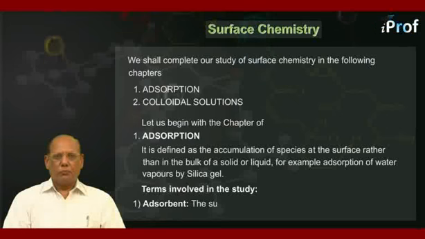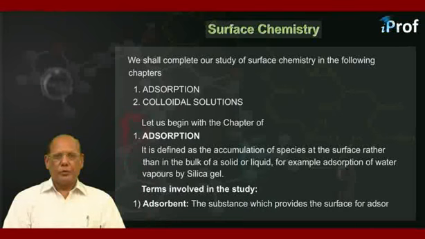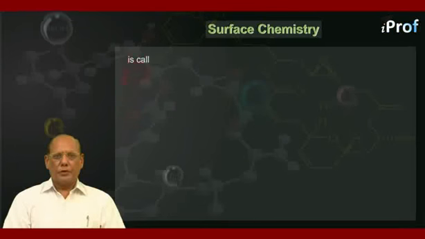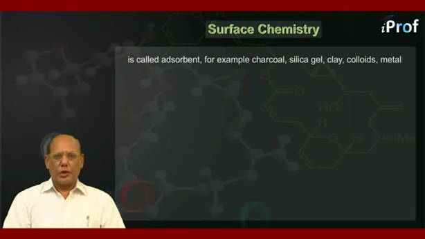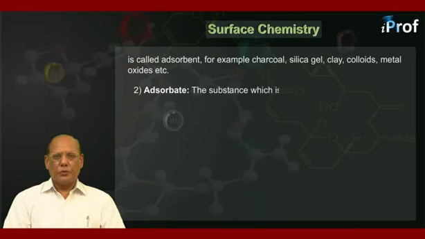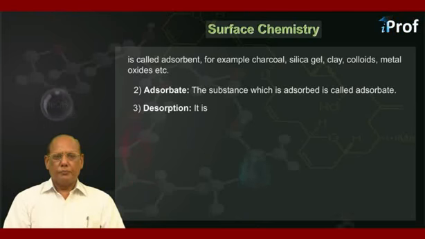Number 1, adsorbent. The substance which provides the surface for adsorption is called adsorbent. For example, charcoal, silica gel, clay, colloids, metal oxides, etc. Number 2, adsorbate. The substance which is adsorbed is called adsorbate. Third, desorption. It is the reverse of adsorption.